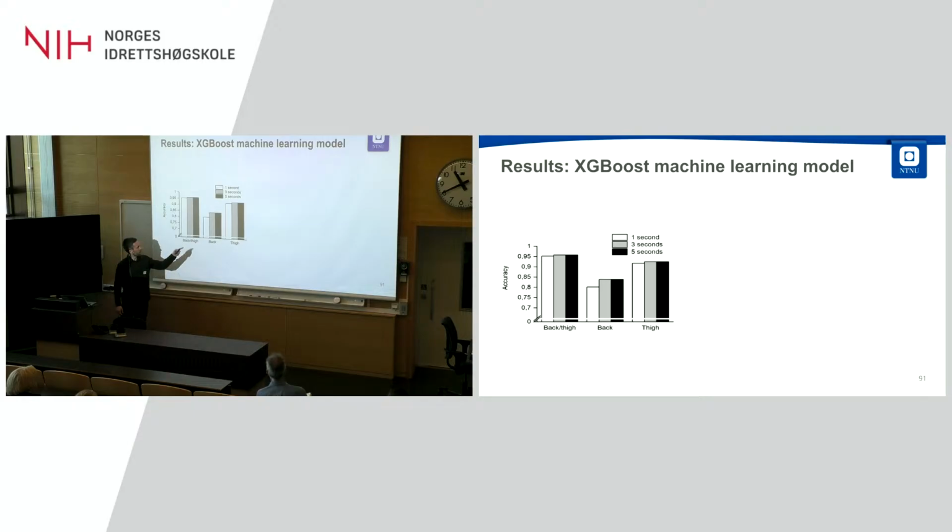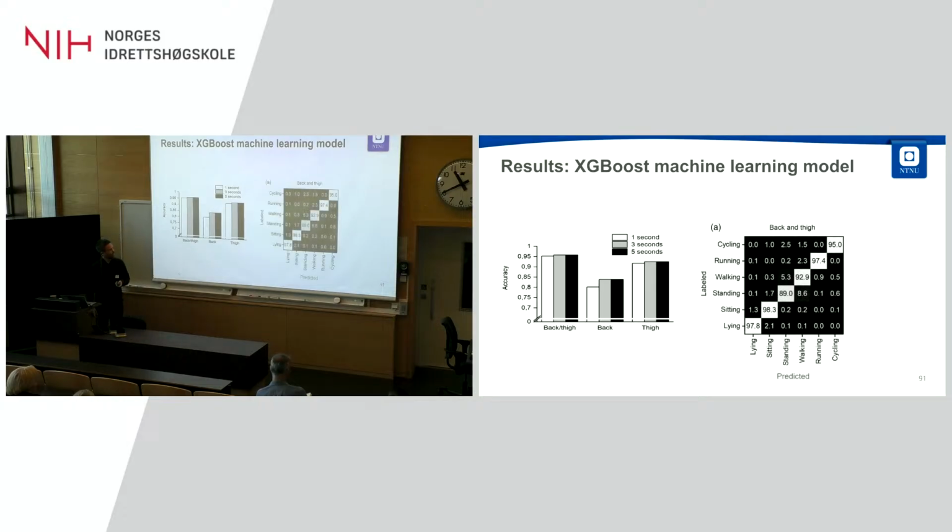A simple reason why the back-only model performs worse is that the alignment of the back sensor is identical when you sit and when you stand. So it's very difficult to distinguish between these two activities. And this is our confusion matrix. We have the labeled activities on the y-axis and the predicted on the x-axis. And we can see there's around or above 90% for most, except for standing and walking.